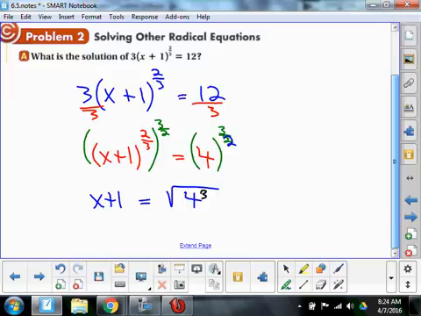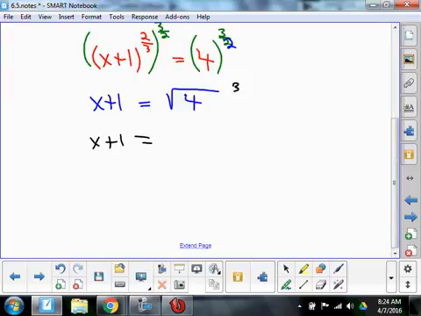4 cubed is 64. 64 square root's 8. 4 square root is 2, and 2 cubed is 8. So no matter how we shake that one down, we're going to get 8 out of that. So we end up with x plus 1 equals 8. And so our final solution is that x equals 7.